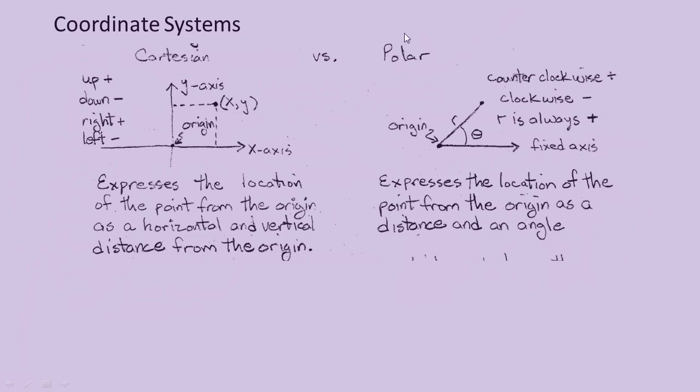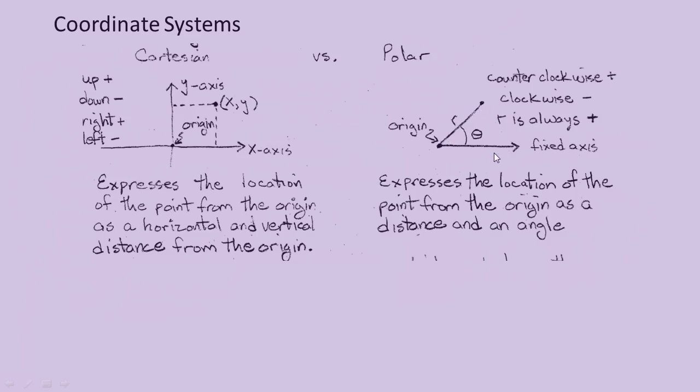Polar coordinate systems are something that we don't learn about in most math classes. In fact, I don't believe you're introduced to it until you take Calculus BC. Here we have an origin, just like we did with the Cartesian system, but now instead of an x and y axis, we express the location of a point by an angle of rotation and a radius.